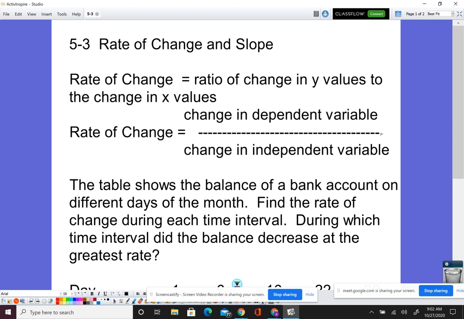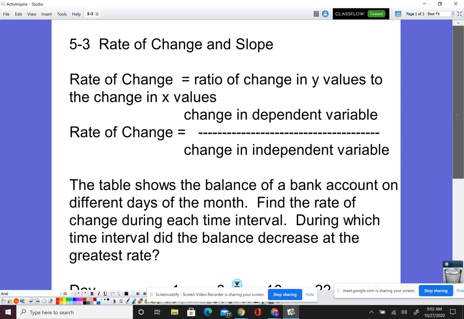Section 5.3, rates of change and slope. So we know that the rate of change is the ratio of the change in the y values to the change in the x values. And one way we can think about this is that it is the ratio of the change in the dependent variables over the independent variables.